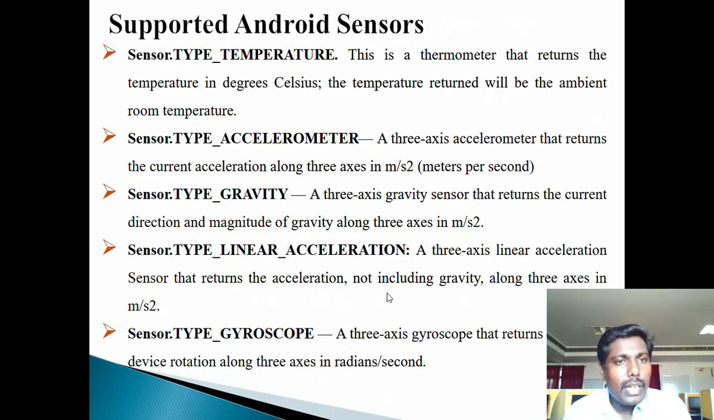The first supported one is sensor type temperature. The next type is sensor type accelerometer. Then sensor type gravity, then sensor type linear acceleration, then sensor type gyroscope. The two things we want to look at here are accelerometer and linear acceleration. The main difference is that both use the three-coordinate system, but linear acceleration does not include gravity. These are the topics. Later we are going to see the next topic. Thank you.